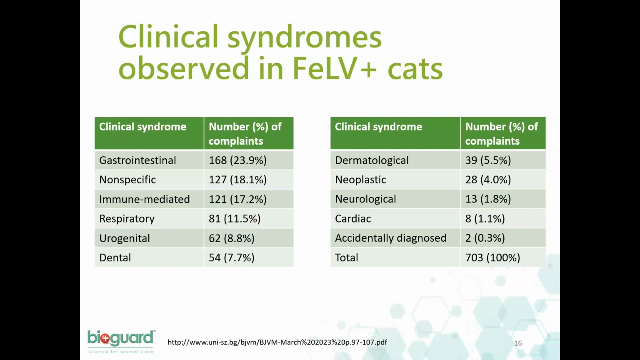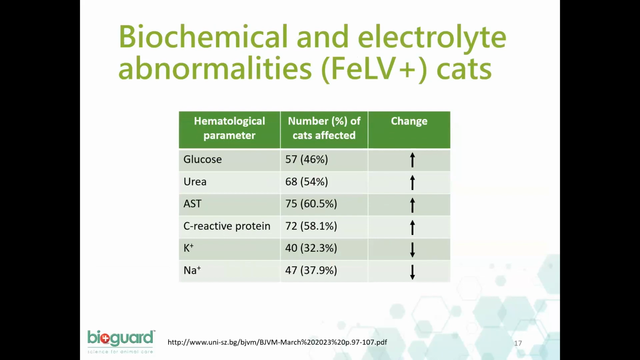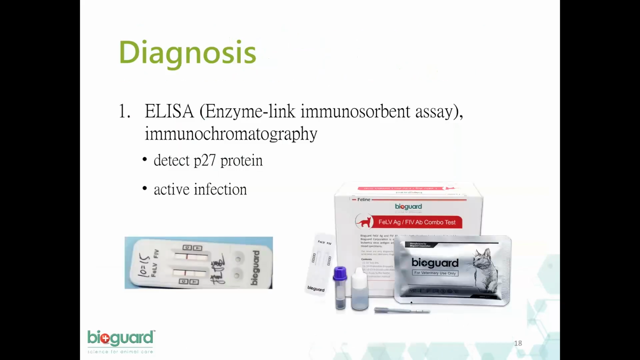For the biochemical and electrolyte abnormalities for the FeLV positive cats in this study, the glucose, the urea, AST, the C-reactive protein are all increased, and the potassium and sodium are decreased. So for the diagnosis, you can use the ELISA or the enzyme-linked immunosorbent assay or immunochromatography.